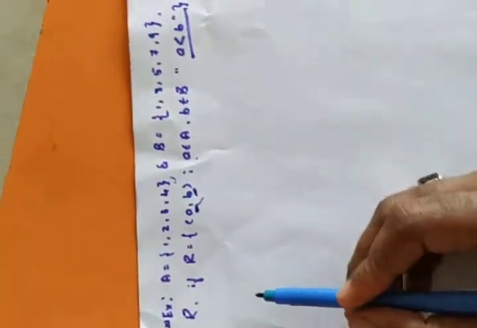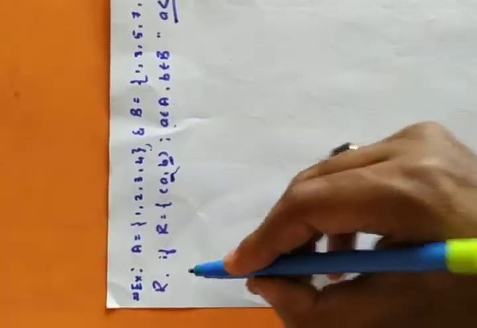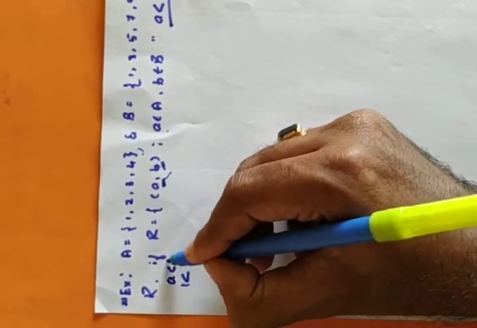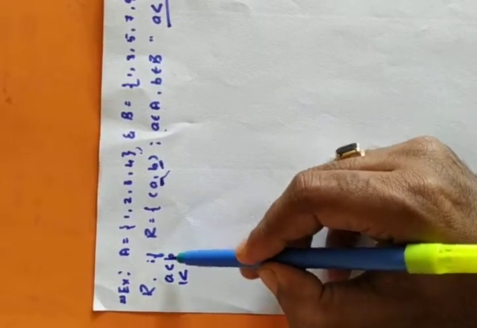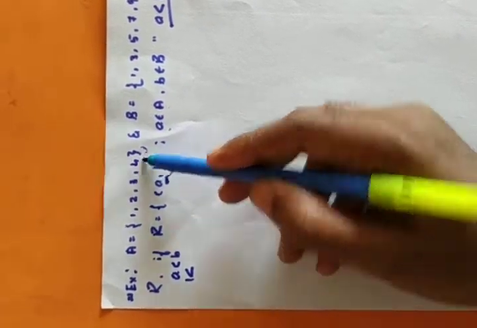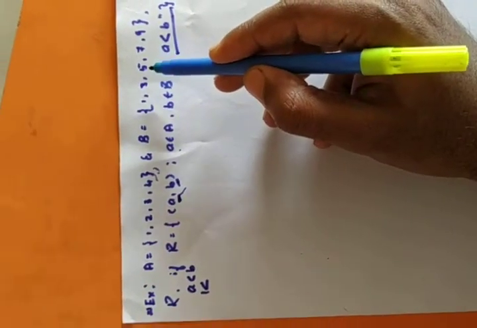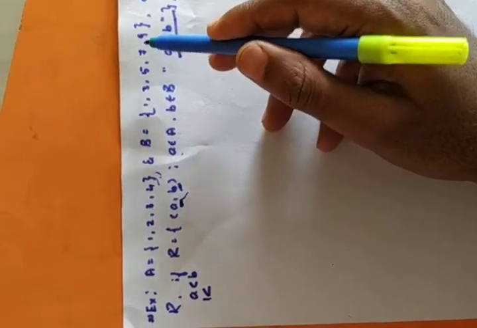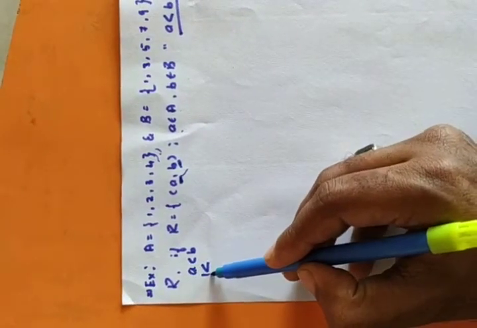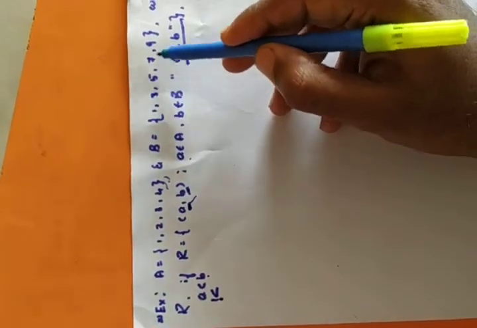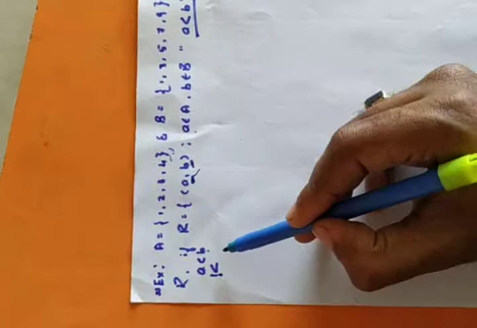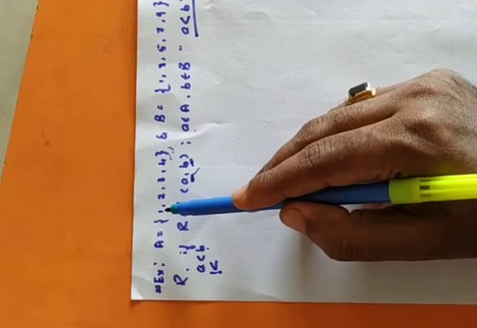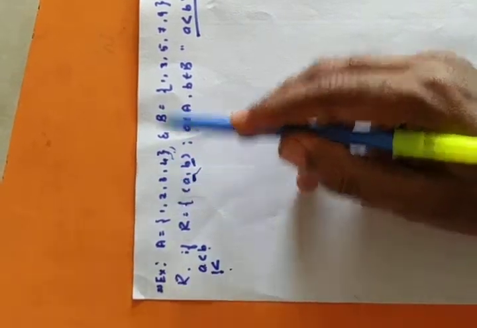Now I am going to choose the first element A as 1, and compare, because the relation given is A lesser than B. I have to take each and every element of set A and compare it with each and every element of set B. When I take the first element A as 1, B means 1, 3, 5, 7, 9. Is 1 lesser than 1? No. Next, I keep the first element as 1.